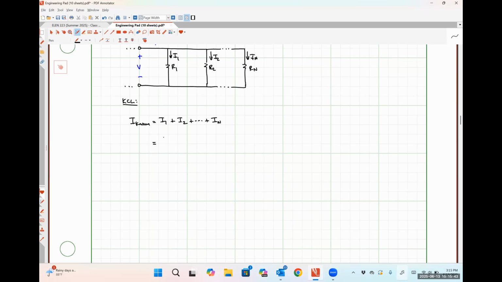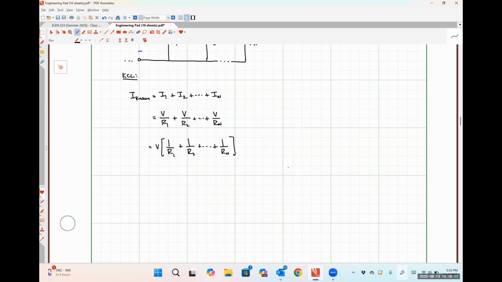Using Ohm's law, I can express all of these resistor currents in terms of that voltage V. So that's going to look like V over R1 plus V over R2 all the way out to V over R sub n. And what I'm going to do now is pull that V out, excuse me, so that I'd have 1 over R1 plus 1 over R2 all the way out to 1 over R sub n. And now I'm going to solve for that voltage V. So V would be simply I known divided by 1 over R1 plus 1 over R2 all the way out to 1 over R sub n.